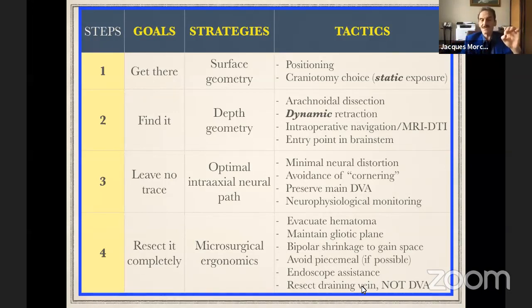And I do resect the draining vein of the cavernoma, not the DVA. There is a difference, and maybe I'll show you later in a video. Every cavernoma has a small draining vein that drains into a DVA. You don't want to lose the DVA, but if you leave the vein itself without resecting it, I have seen it cause recurrence of a cavernoma in the future. So I know it's a subtle point, but it's a very important point.